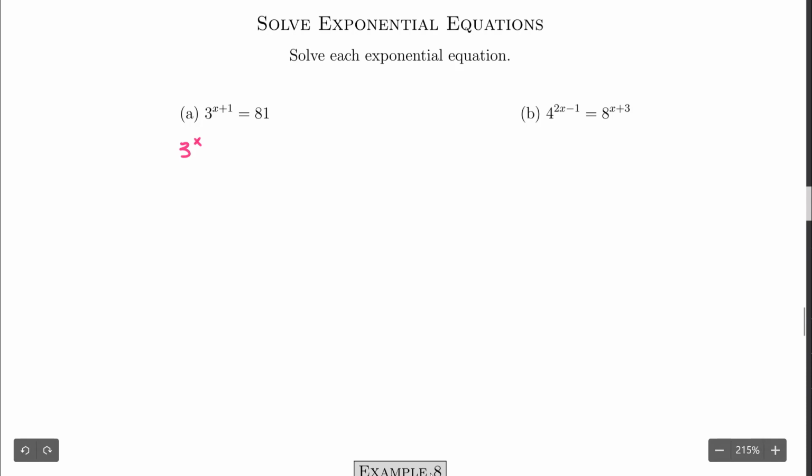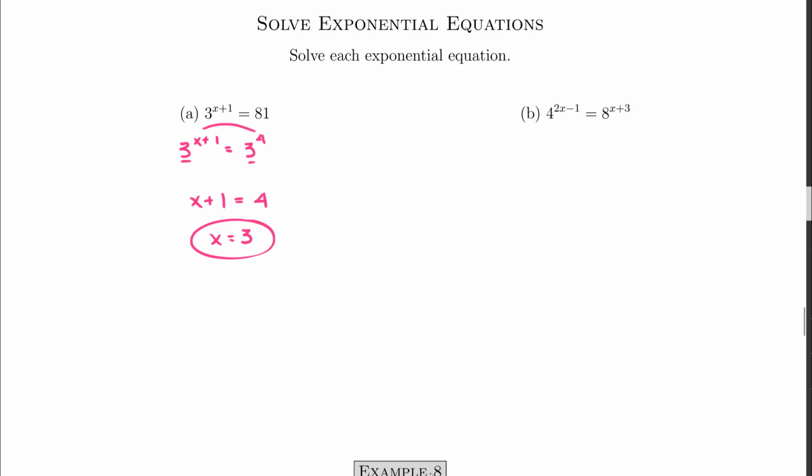Well, what's nice about this is we know that we can rewrite 81 as a base 3 number. 3 to the fourth power is going to be 81. So because these two sides have the same base now, we can just simply set their two exponents equal to one another, because the only way that the left side and the right side can be true is if their exponents are equal. So we'd subtract 1 from both sides, and we get that x is equal to 3.